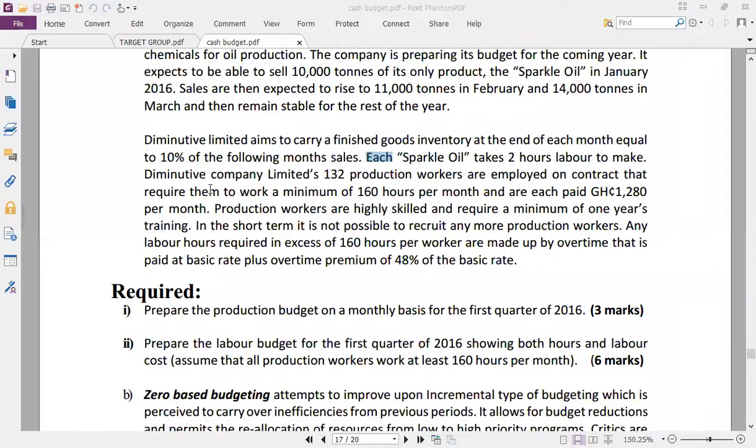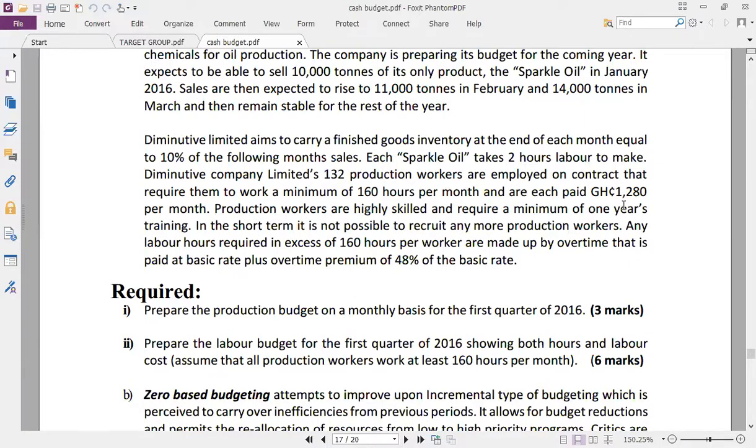Now, it says that during 2011, 130 workers are employed on contract that require them to work a minimum of 160 hours per month. So each month they have only 160 hours. So what will be the hours available? So if there are 132 production workers and each of them works a minimum of 160 hours, therefore what will be the total hours available? Good. And are each paid 1,280 Ghana a month? That's all.